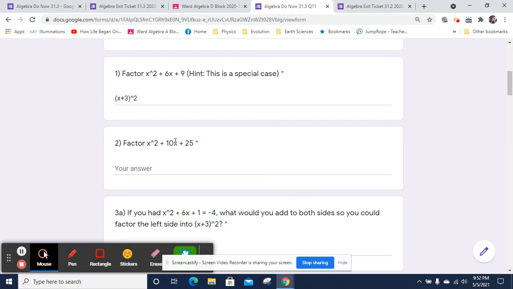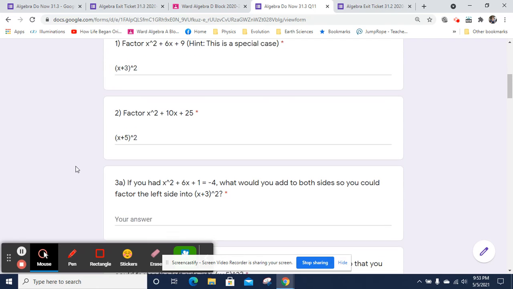We've got x squared plus 10x plus 25. And that's going to break down into x plus 5 times x plus 5. If you didn't recognize it as a special case, which this is, it's a perfect square, you might have noticed that 25 has two factors that add up to 10, 5 and 5, and that will do the job. And then you'll end up with x plus 5 times x plus 5, which is x plus 5 squared.